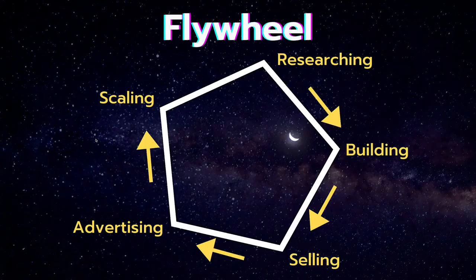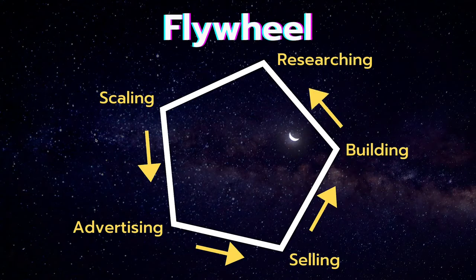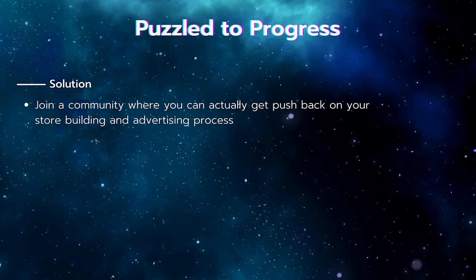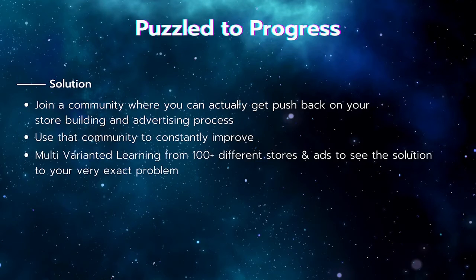Someone that can take a look at your scaling so you can push back on that and fix up your advertising, push back on your advertising to fix up your selling, push back on your selling to fix up your building, and fix up your building in order to push back on your research. So the solution is to join a community where you can actually get pushback on your store building to advertising process. Use that community to constantly improve.